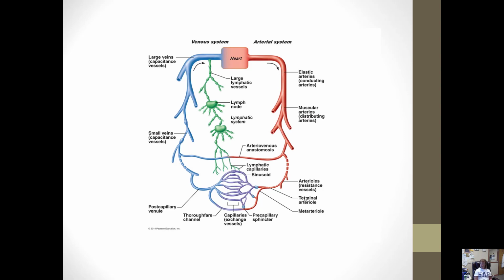They are almost always constricted. Then we go to a terminal arteriole, which is going to lead to a specific capillary bed. And then we have our capillary beds. And I'll talk about the sphincters in just a minute. Then once the blood has been in a capillary bed, then the capillaries are going to unite.